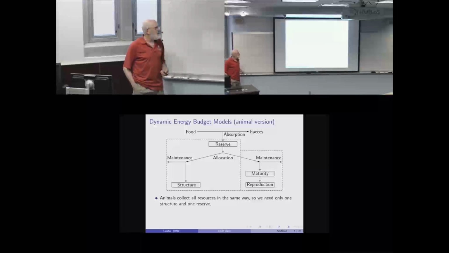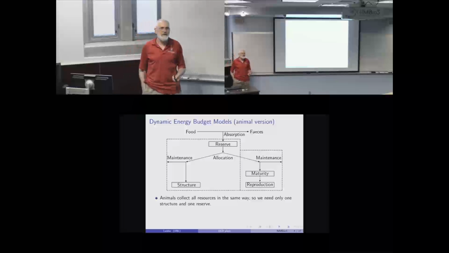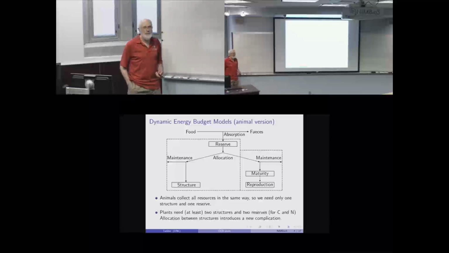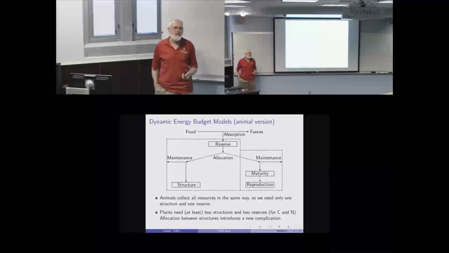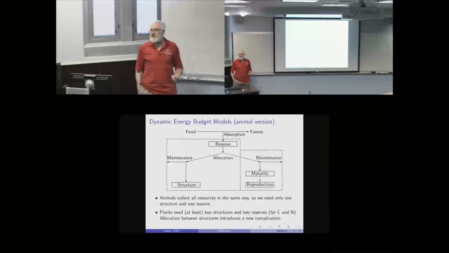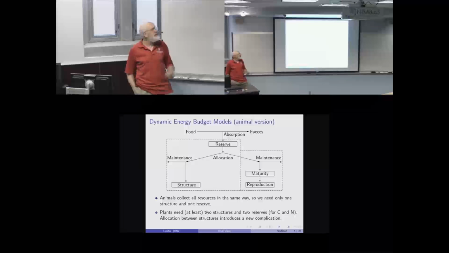It's simple for animals because they collect all their resources in the same way. So you only need one structure and one reserve. But that's not the case for plants. Plants need at least two structures and two reserves for carbon and nitrogen. And so that introduces a whole lot of complications, like, for example, there's an additional allocation needed.